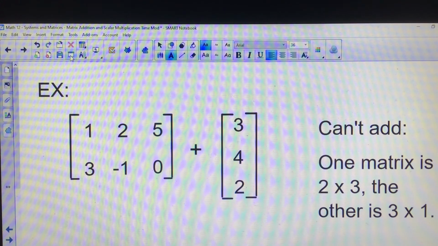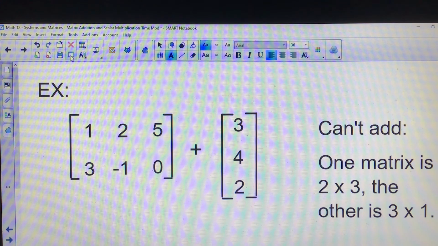I basically tell someone I can't add. If someone wants to know why you can't do this, you just tell them, well, in order to add matrices, they have to be the same size, and these aren't the same size. So I say I can't add. Why? Because one matrix is 2 by 3, where the other is 3 by 1. Their dimensions don't match. You don't have to do anything. So it's important you check the dimensions, all right?